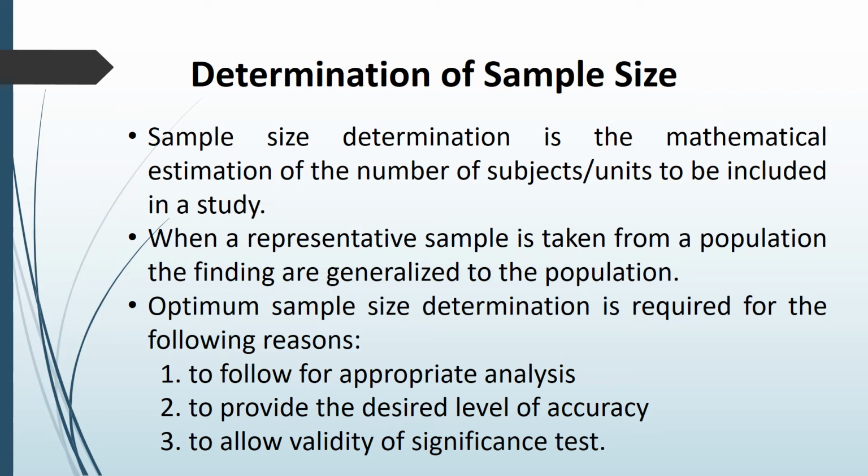Then, optimum sample size determination is required for the following reasons. The first one is to allow for appropriate analysis. The second is to provide the desired level of accuracy. Then the third is to allow validity of significance tests.